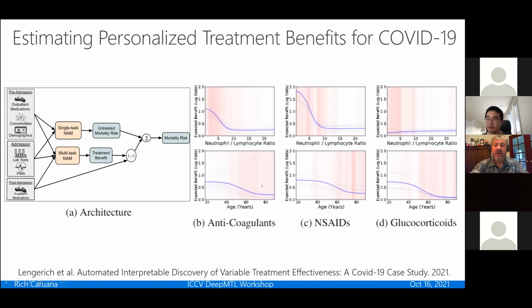And this is just some examples. At the bottom here, this is patient's age. And what you see is anticoagulants, NSAIDs, glucocorticoids. They're all more beneficial for younger patients than for the sicker older patients. That's to be expected. On the top, though, we're looking at neutrophil lymphocyte ratio, and it's interesting. It turns out that anticoagulants and NSAIDs are most beneficial for young patients. But when we get to a treatment like glucocorticoids, that's more beneficial for the older patients. And it turns out this has led us to do many other studies, and it is affecting how care is being delivered in hospitals.